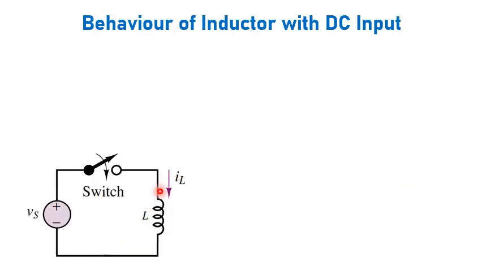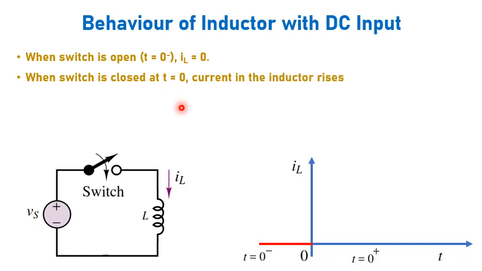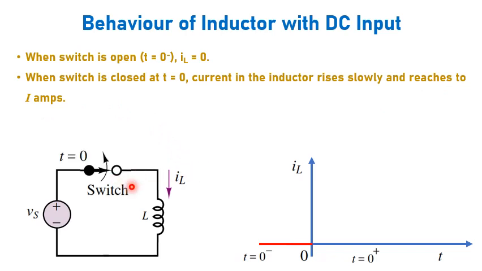Now let us see, inductor is connected across a DC supply. So when the switch is open, no current flows through the inductor, that is the current is 0 before the switch is closed. When the switch is closed at t equal to 0, the current in the inductor rises slowly and reaches the steady state value of I amps. You can see here the switch is closed, and the current is slowly increasing and finally it reaches a steady state value. So compared to resistor, here the variation of current is not instantaneous.